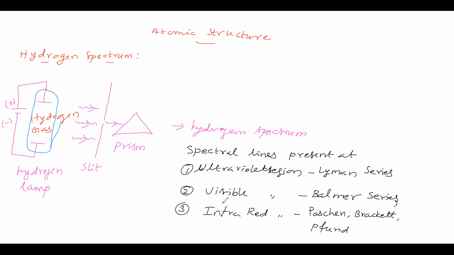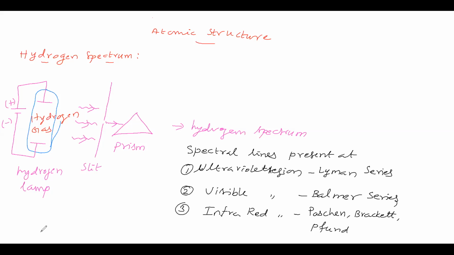These three people studied infrared region spectral lines. Does the infrared region have only one wavelength? No, it has a range of wavelengths. So in the infrared region, we will take a lower wavelength region, a moderate wavelength region, and a higher wavelength region.